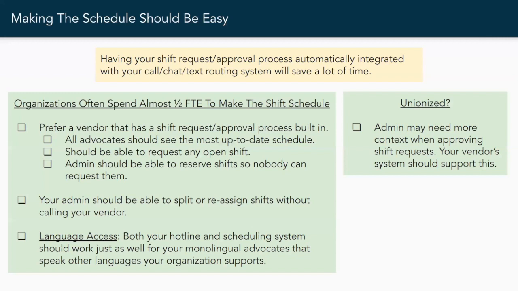That's a decent test. The next is if your staff is unionized. If you are unionized, your admin are likely going to need a little bit more context when they're approving shift requests, and that's something you should look for when you're selecting a system.